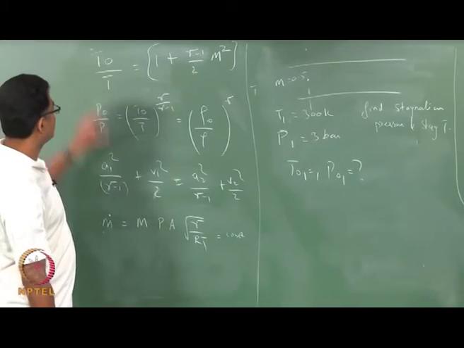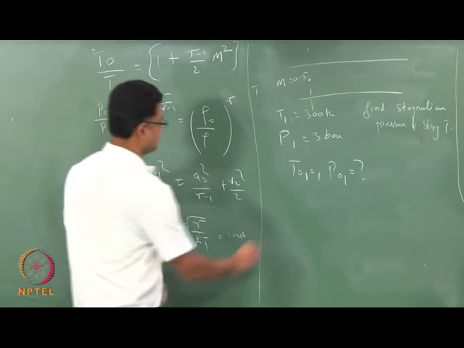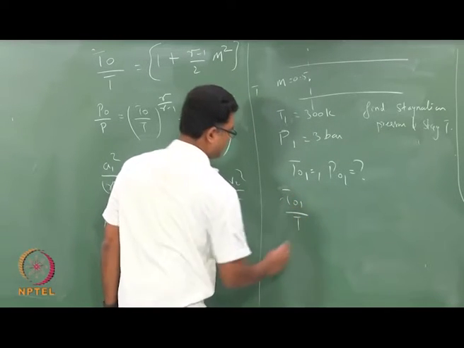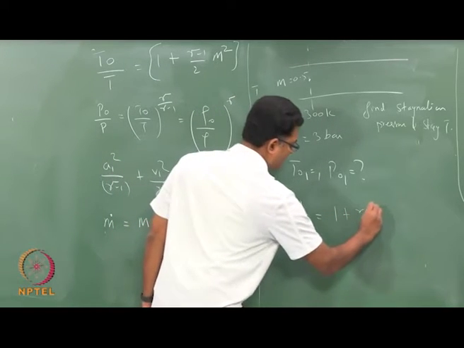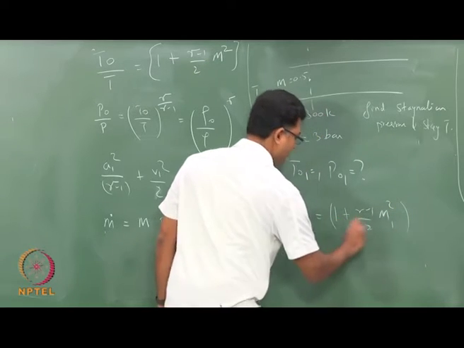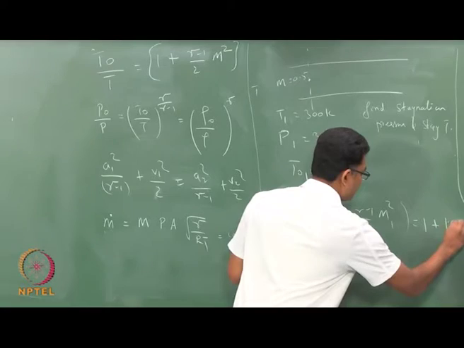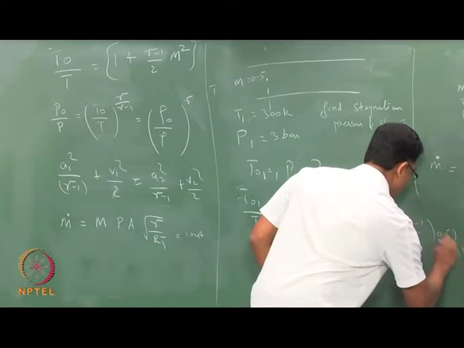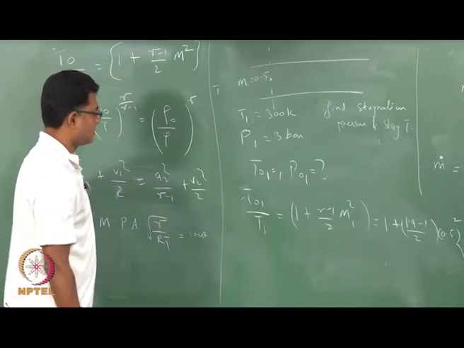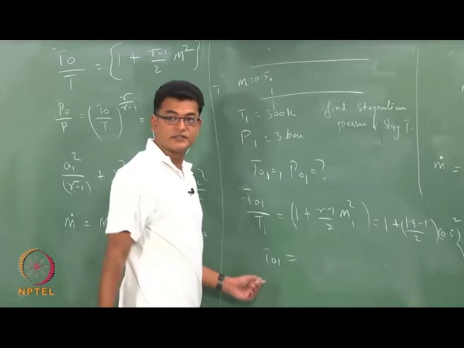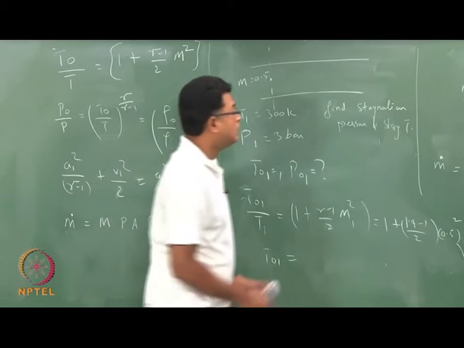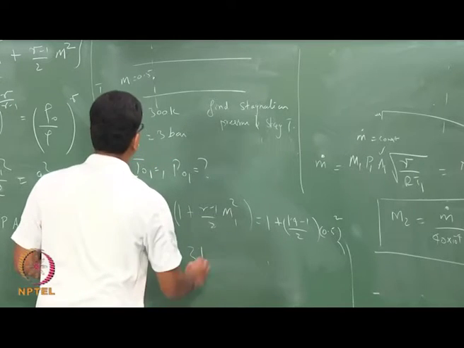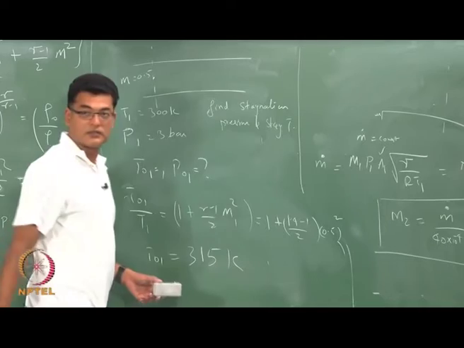So, it is again a mere substitution. We take this relation: T01 by T1 equals 1 plus gamma minus 1 by 2 into M1 square, which is 1 plus 1.4 minus 1 by 2 into 0.5 square. So, that would be your T01, which is how much? 315. 315 Kelvin.